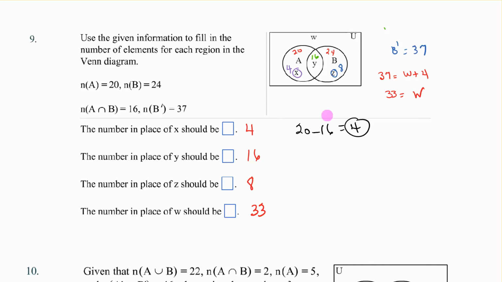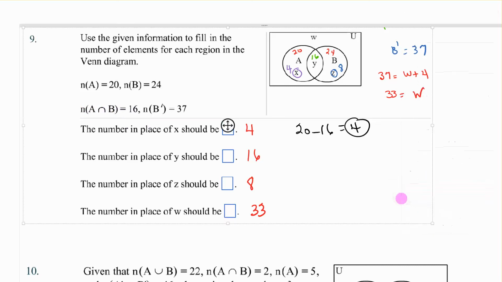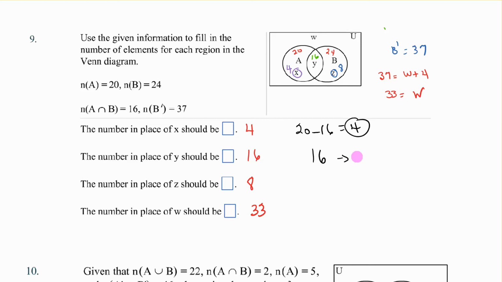That's that one. The number in place of Y, which is here, we were given that. A intersect B, so we were given that. The number in place of Z should be 8, and we can do that by 24 minus 16. That gives us that. The number in place of W. So what we want to think about, we were given B prime is 37. That's everything here.